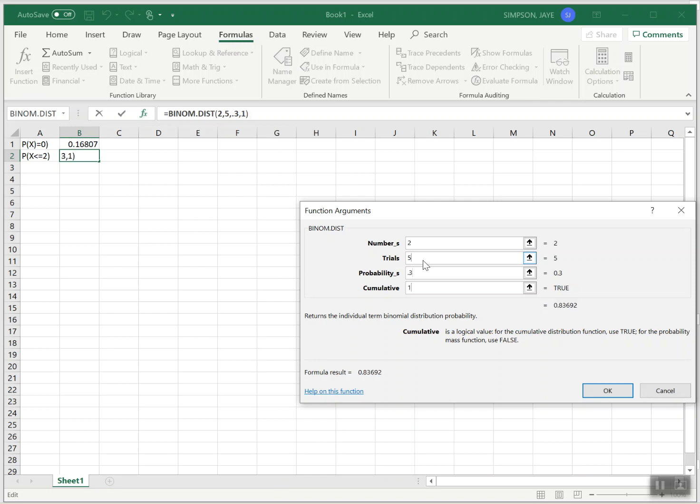to enter a 1. Okay, so it's a 1 then because I'm looking at that less than or equal to. It's a cumulative distribution now. I want to know how many people up to and including 2, so that's a cumulative distribution as opposed to a discrete distribution like how many are exactly 0.